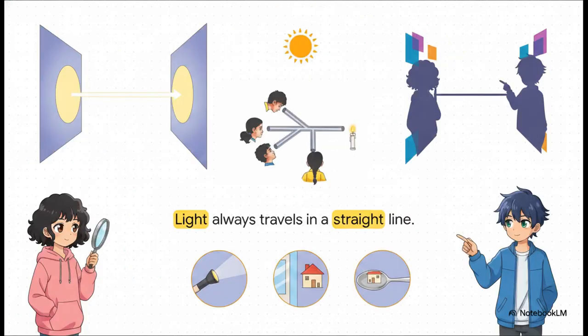Okay, look at the setup here. Notice how the student looking through the straight, hollow pipe can clearly see the candle flame, but the student with the bent pipe, they can't see a thing. This really simple activity is a massive proof for your exams. Light always travels in a straight line. It absolutely does not bend around corners on its own.